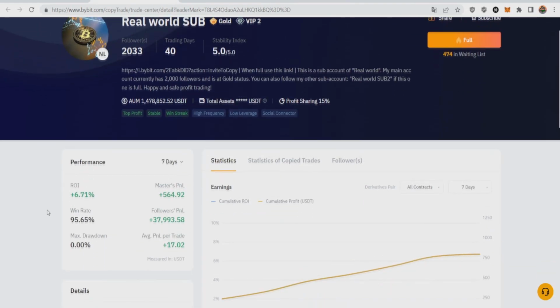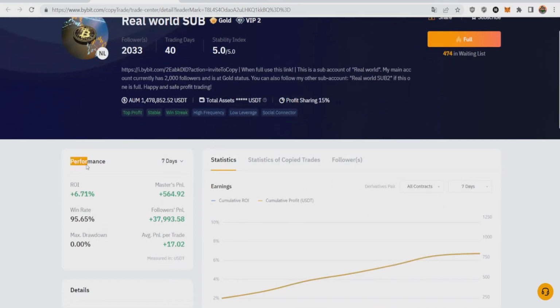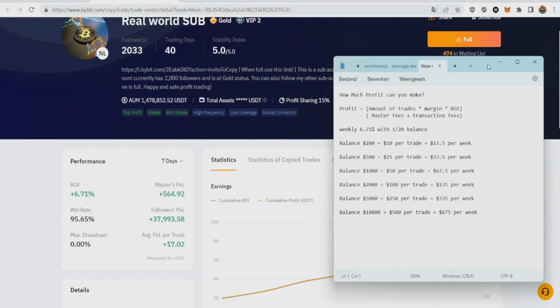So the next question that people always ask me is, Doc, how much profit can I actually make with copy trading? Here is a really easy trick. You just go to the performance, you click on the return on investment, and it's 6.71%. Most of these big traders with low max drawdown always use like 1/30 of the balance per trade, because they don't want to go down more than 5% or they will lose their rank. But it's really easy.